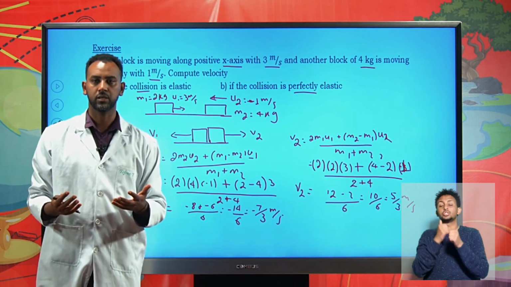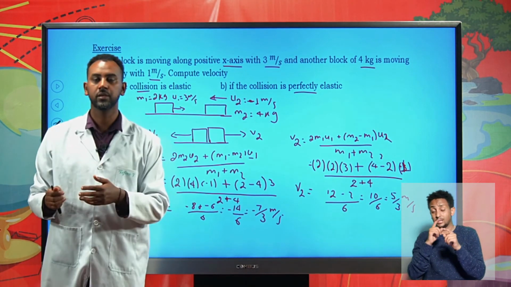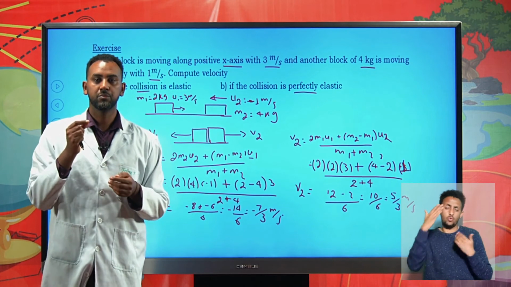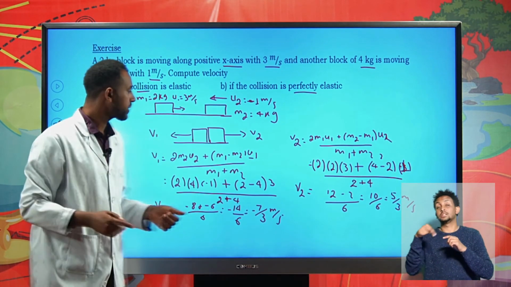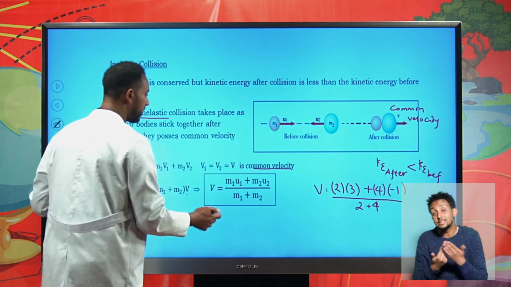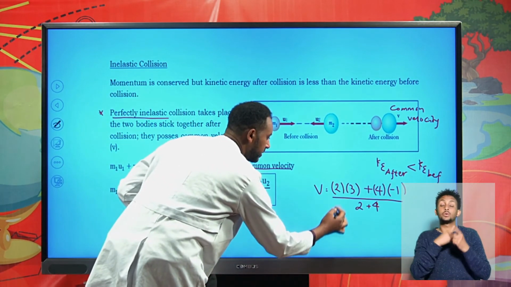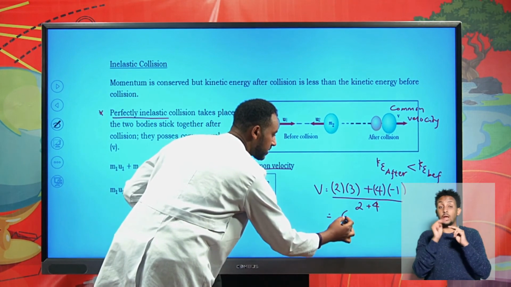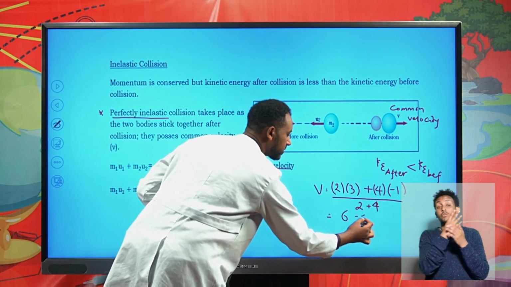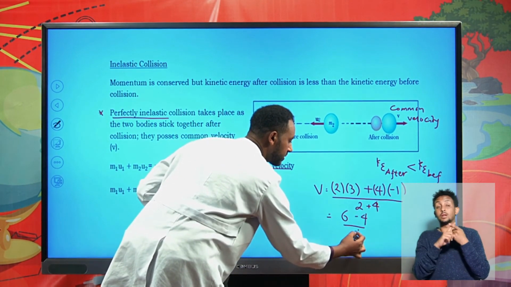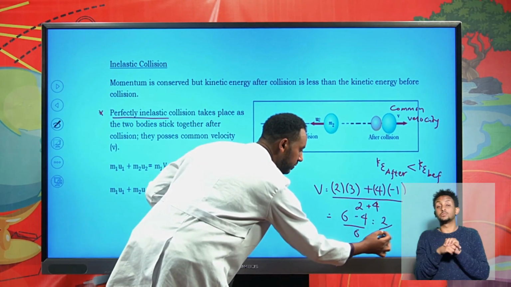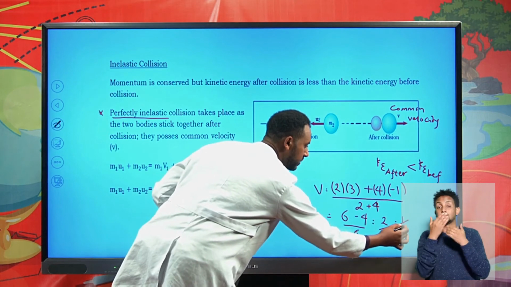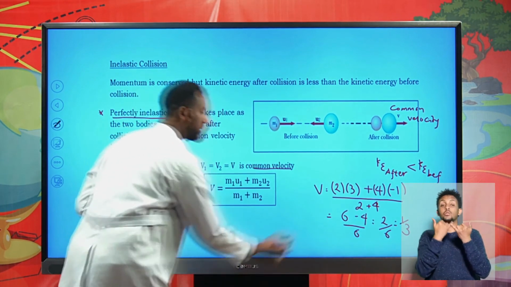To which direction? Is it moving to the right, to the left? We don't know. The mathematical formula tells you which direction they are moving. How do we determine this? Well, when you calculate this, 2 times 3 is 6, okay? 4 times -1 is -4, over 2 plus 4 is 6. When you subtract this, it gives you positive 2 over 6. When you simplify this, it becomes positive 1/3 meters per second.